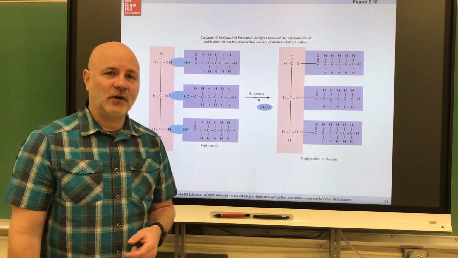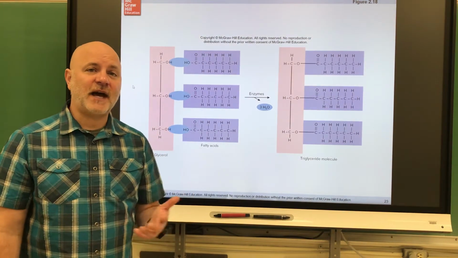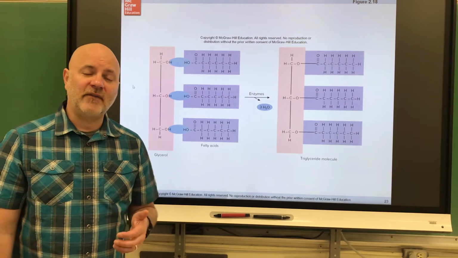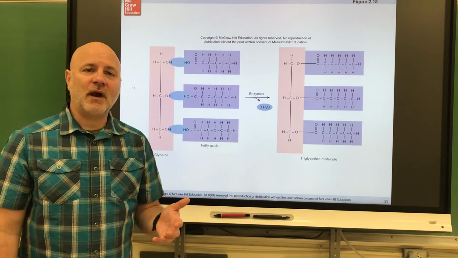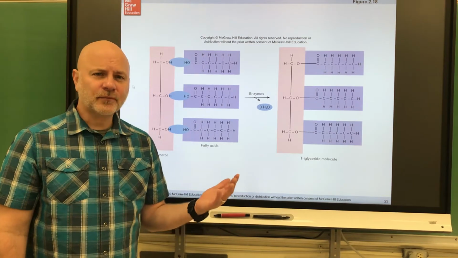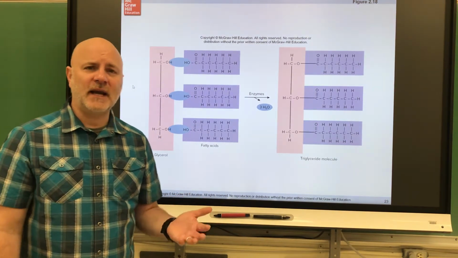Now, we use fats for long-term energy storage because fats can store a lot of energy in the same amount of space. All right? So 1 gram of a lipid, a fat, or oil is equivalent to 9 calories.